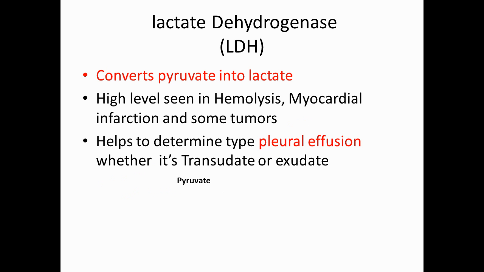So pyruvate usually goes to the TCA cycle. If there is not enough oxygen around, pyruvate will go to the lactic acid pathway. In the lactic acid pathway, lactate dehydrogenase will help convert pyruvate into lactic acid. In this process, it will produce one NAD+ molecule. That's how we will get NAD+ from the lactic acid pathway. We will see high levels of lactic acid in hemolysis, myocardial infarction, and some tumors. It will help to determine the type of pleural effusions, like whether it is transudate or exudate, by the level of lactic acid in the blood.